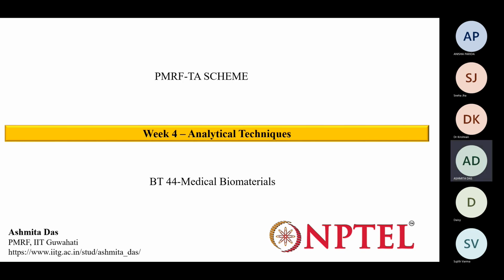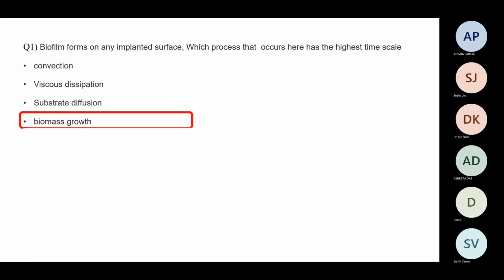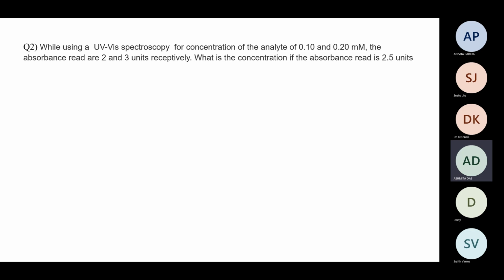Okay. Now move to the next question. While using UV spectroscopy for analyte concentrations of 0.1 and 0.2 millimolar, the absorbance readings are 2 and 3 units respectively. What is the concentration if the absorbance is 2.5 units? Kindly solve the question.